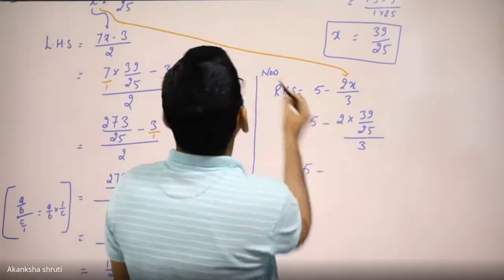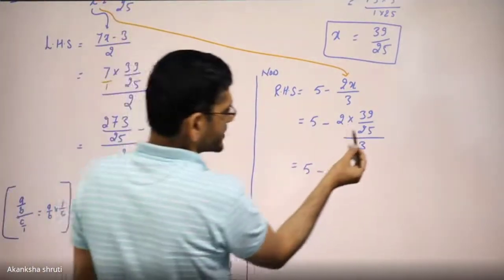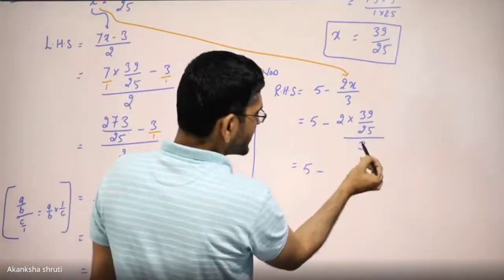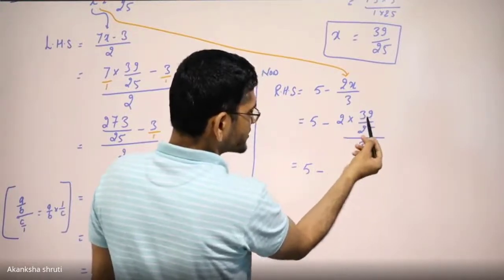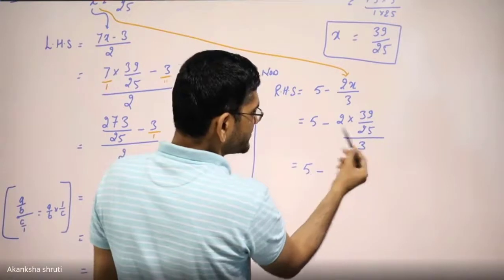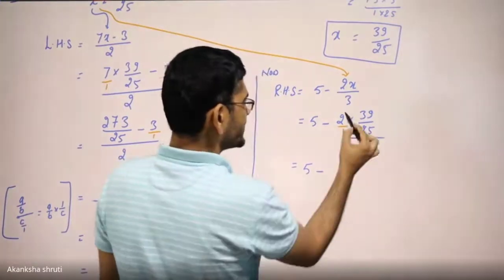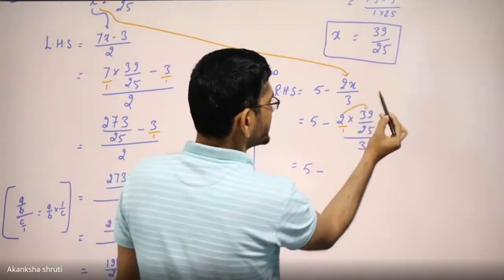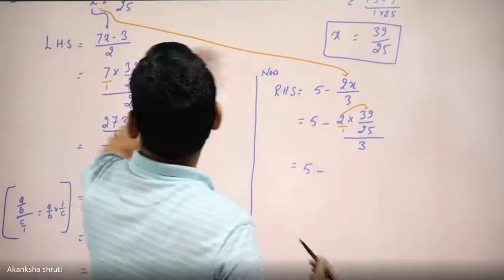Again, we have to use the simplification that we learned in chapter 1. In the numerator of this 3, we have 2 fractions. One is 39 by 25, and the other is 2, meaning 2 by 1. So we need to multiply this 2 with this 39 and this 1 with this 25, and write that in the numerator as it is.